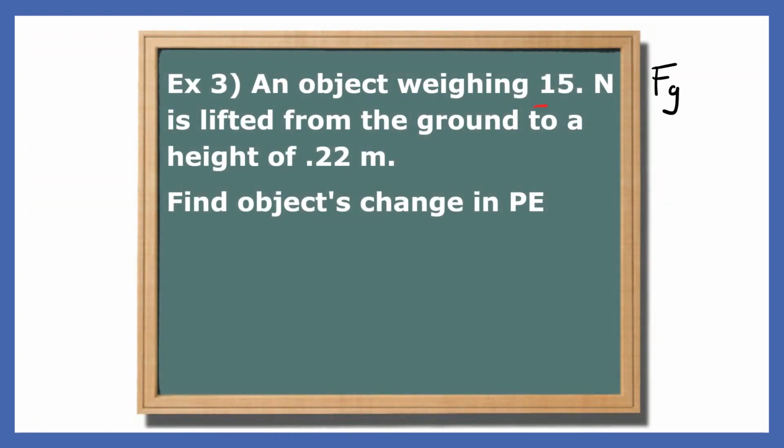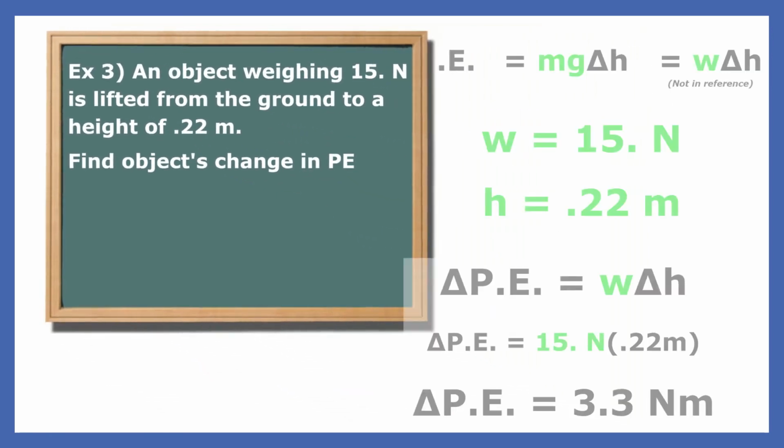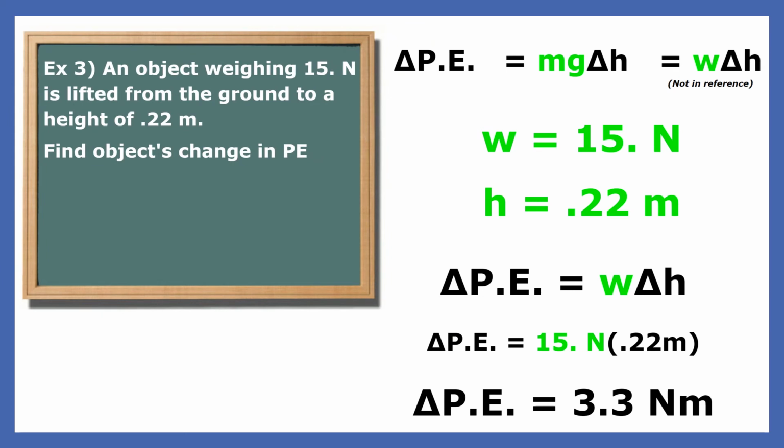An object weighing 15 newtons is lifted from the ground to a height of 0.22 meters. Find the object's change in potential energy. Since we are given the object's weight, we don't use mgh, but weight times the height change. Whenever you are given newtons and not kilograms, we know that we use this equation. When we plug into the equation, we get 3.3 newton meters, or 3.3 joules.